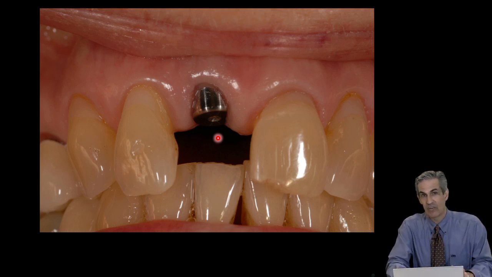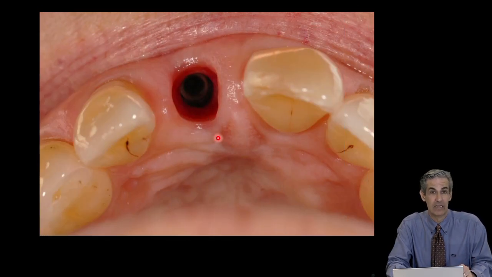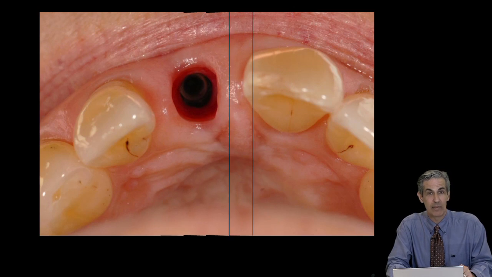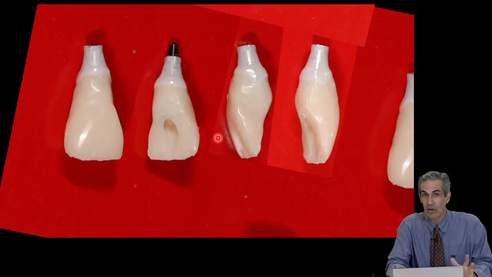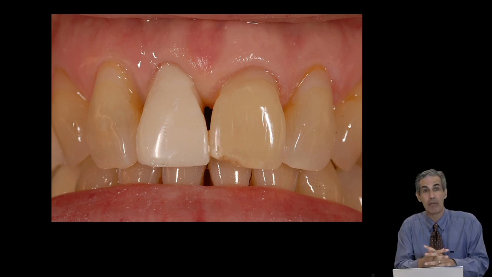We waited a significant length of time, over a month. The tissue looks great. I decided to remake a provisional. We put it back in the mouth, kept the screw retained, and now we're going to wait up to 6 months to be sure that everything looks good. And indeed, that's what happened.